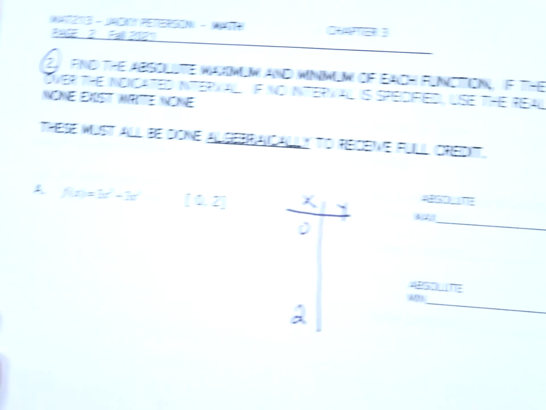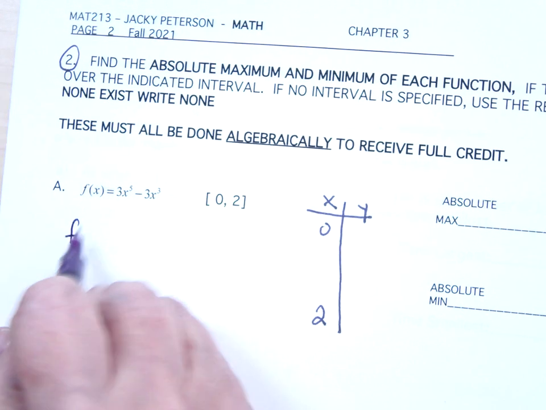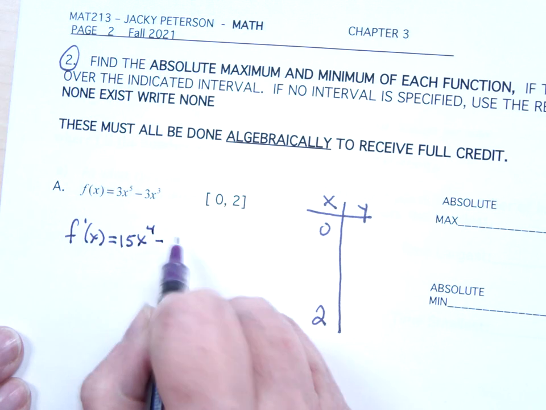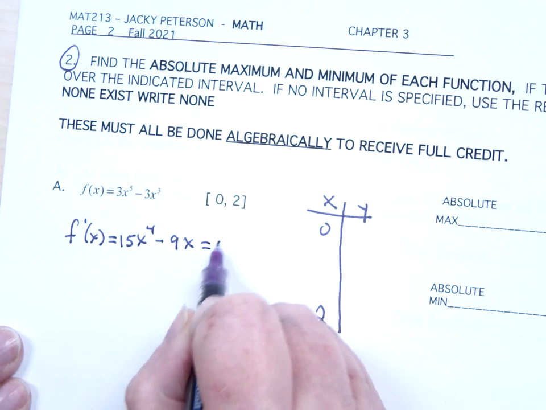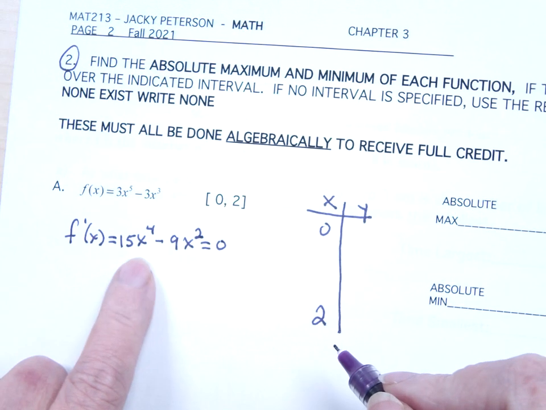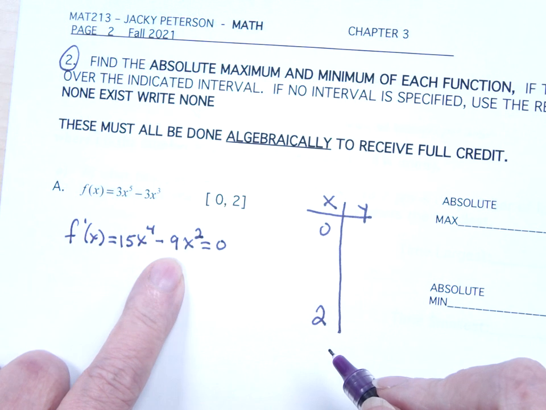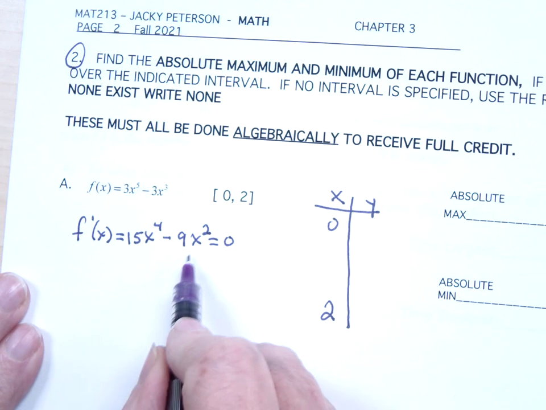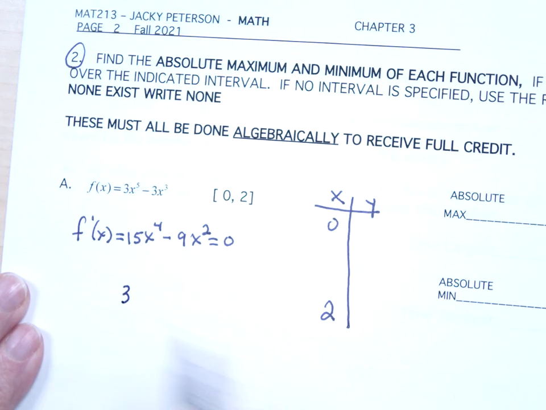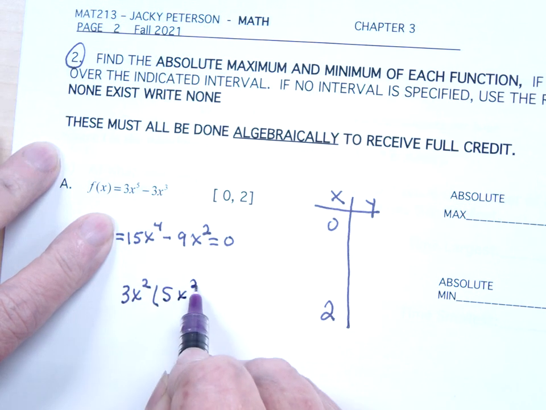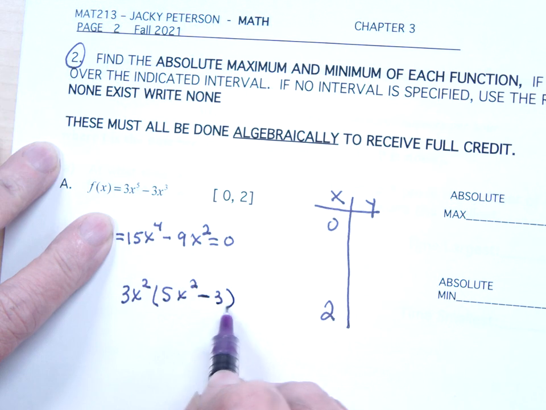Could be. So now I'm going to find critical numbers. I'm going to take the derivative, which is 15x to the 4th minus 9x squared, and set that equal to 0 to get my critical numbers. There is a greatest common factor of 3 between 15 and 9, and an x squared. That leaves me with 5x squared minus 3.